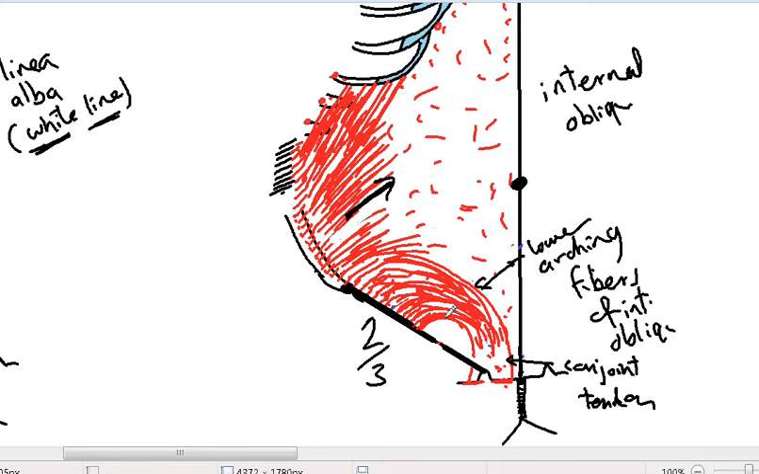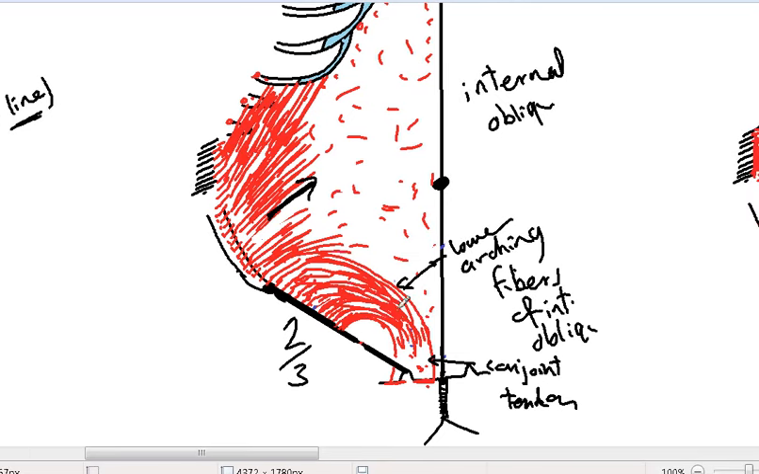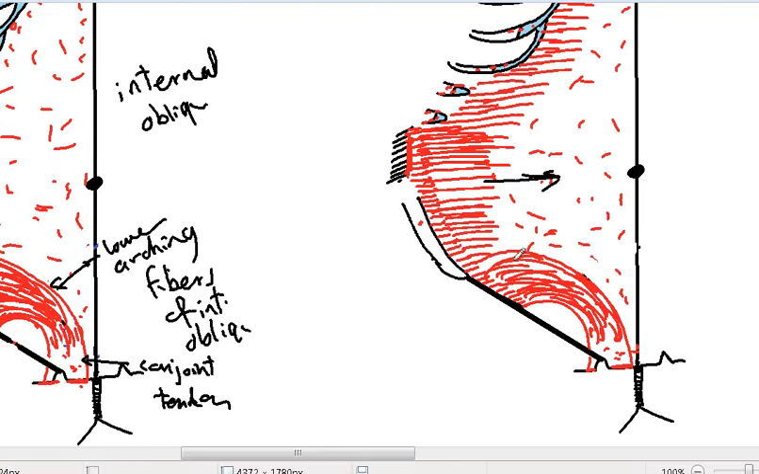I will show you a small model to understand this. This is the arching fibers of the internal oblique, and this is the conjoint tendon. When removing the internal oblique, we find the transversus abdominis. In the lower part of the transversus, we also have arching fibers like this. They arise from the lateral one-third of the inguinal ligament, and these arching fibers also end in the conjoint tendon.